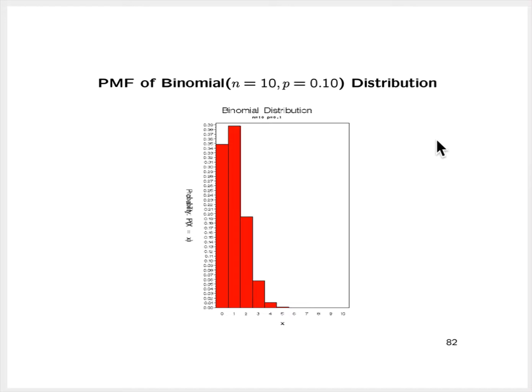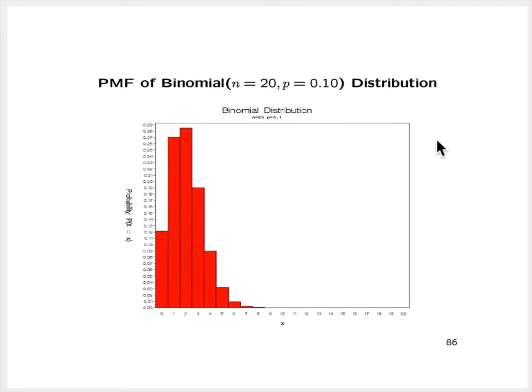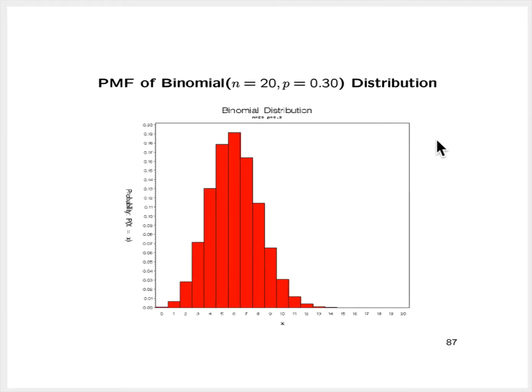And so here, again, this is the distribution when n is equal to 10, p equal to 0.1. And here is the distribution when n is equal to 20, with p equal to 0.1. So I'll let you look at those graphs and make your own determination. Again, let's increase the value p from 0.1 to 0.3. And so it's still skewed to the right, but it's not as skewed as when p was equal to 0.1.